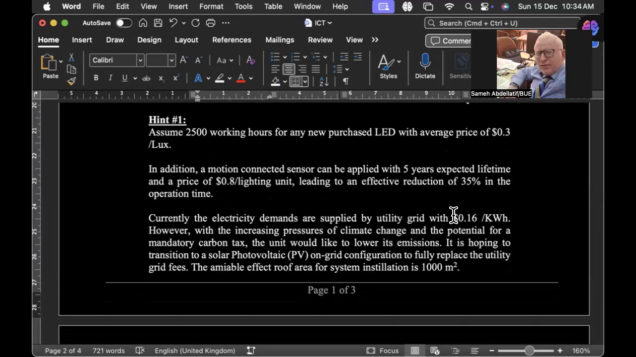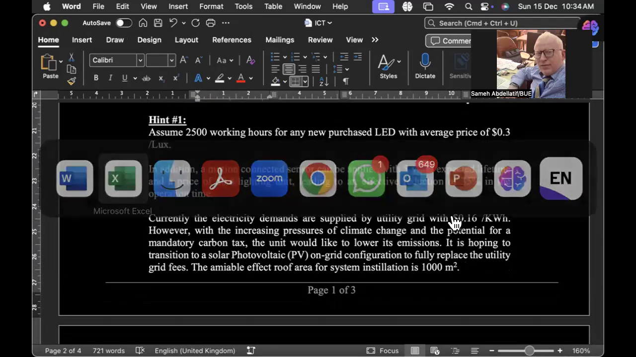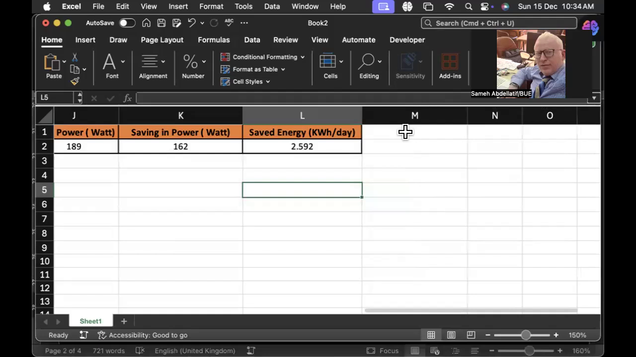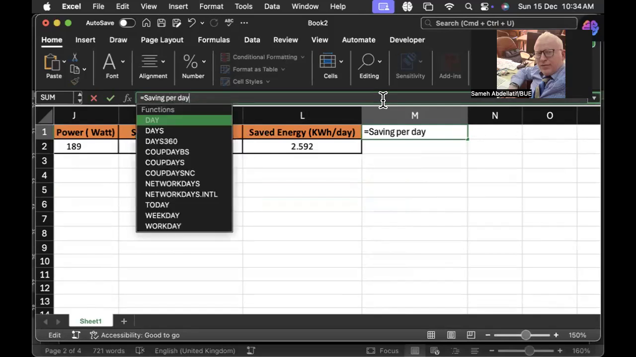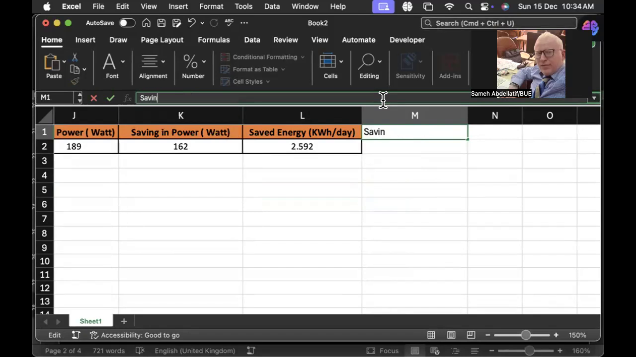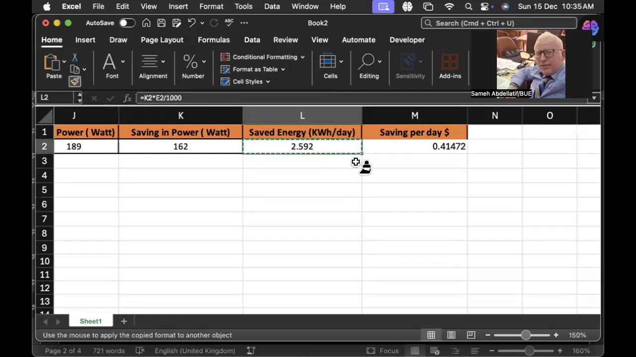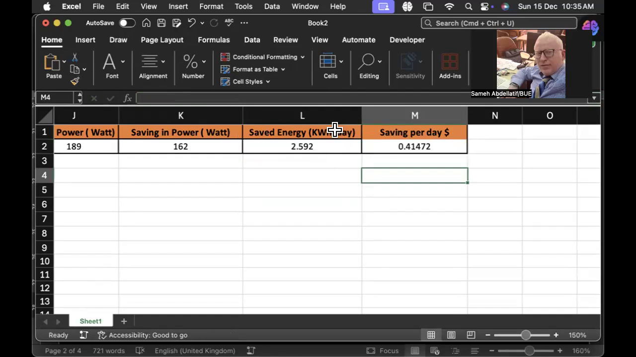This is the price per a single kilowatt hour. So in order to calculate the money saved per day, the saving per day, the unit will be dollar, and it will be simply equal to this number times 0.16, which gives this number. So I'm saving about $0.41 per day.